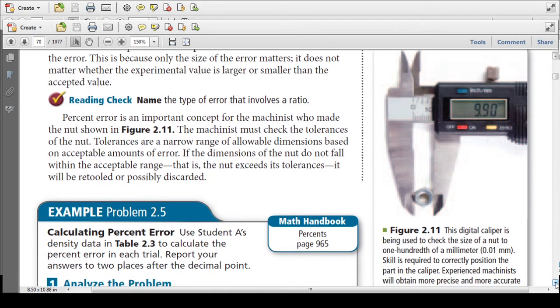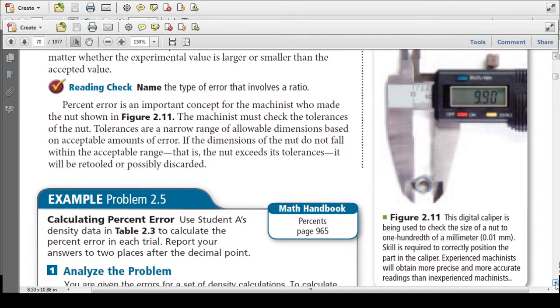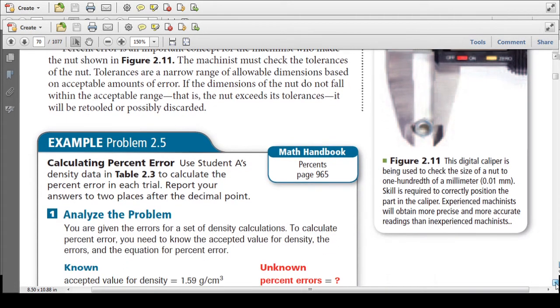Percent error is an important concept for machinists who use this nut on the side. Machinists use it to check the tolerances of the nut. The tolerances are a narrow range of allowable dimensions based on acceptable amounts of error. If the dimension of the nut does not fall within the acceptable range, they would have to discard anything that is out of spec.